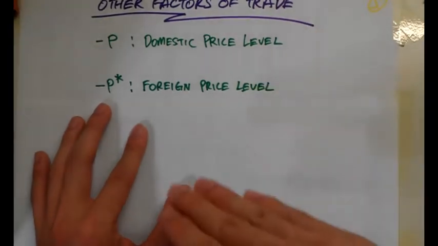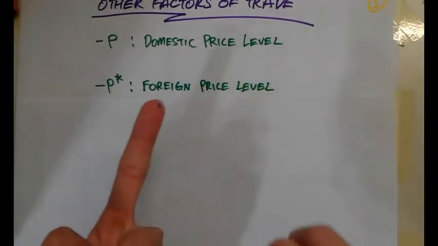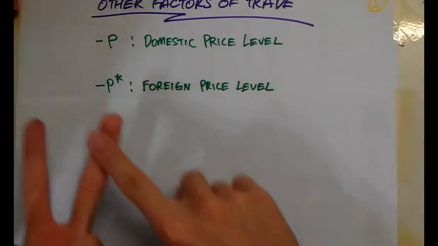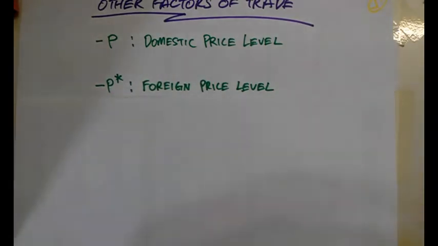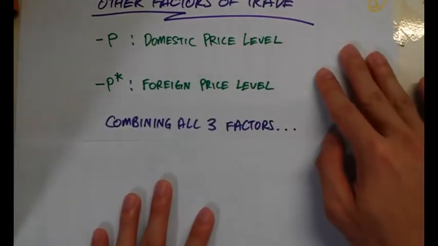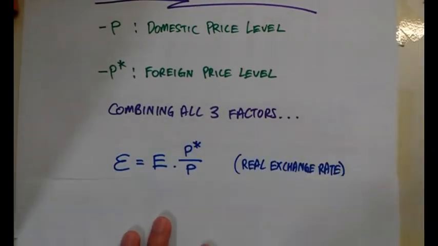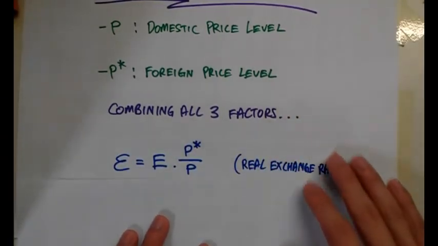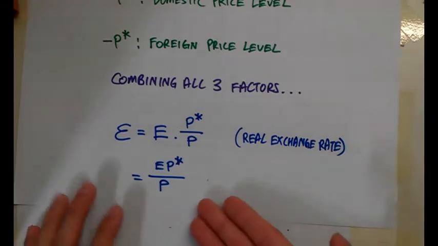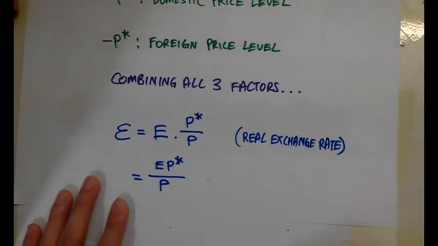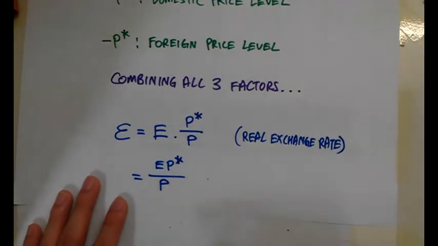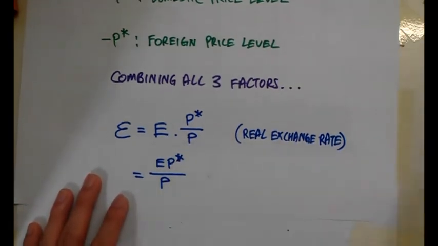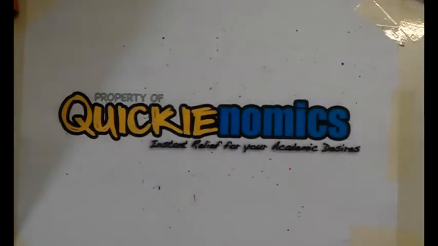They look at how prices move up or down. So we have our nominal exchange rate, we have our domestic price level P, and we have P star, which is our foreign price level. So we combine these 3 together and we get the real exchange rate, which is denoted by a small letter E. And this is the formula that shows the real exchange rate: the nominal exchange rate multiplied by the foreign price level divided by the domestic price level. So now that is the real exchange rate.